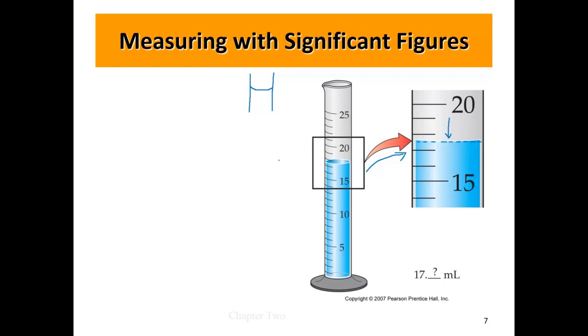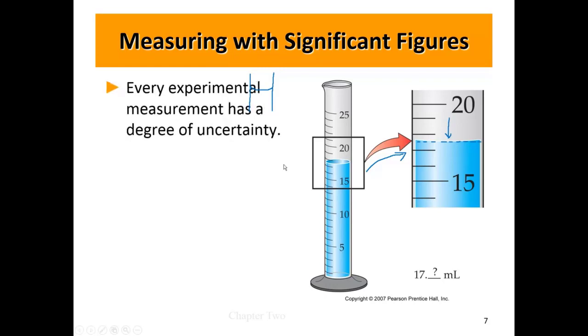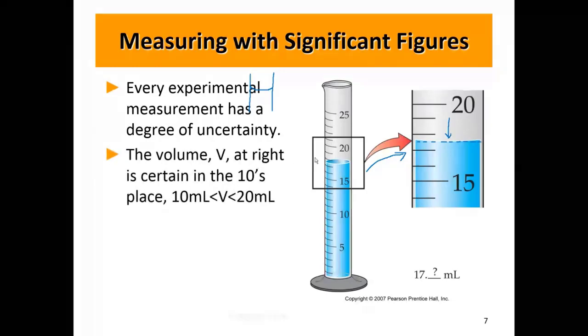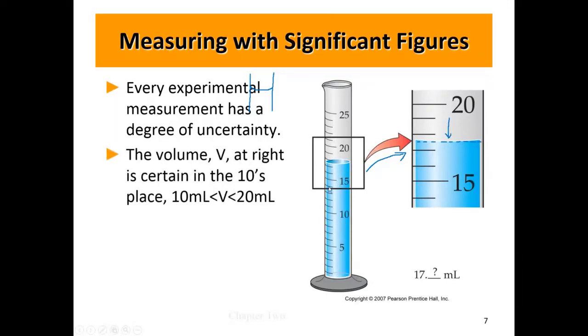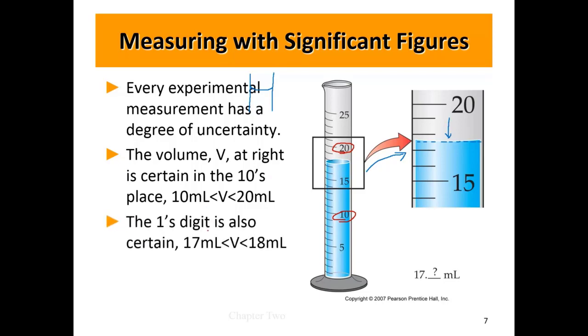If we're looking at this, we can see clearly that the tens place is known with certainty. In other words, we know that this volume is between 10 and 20. It's between 10 milliliters and 20 milliliters. That's easy to see, right? But the next one, the ones digit, is also certain, because we can see 16, 17.